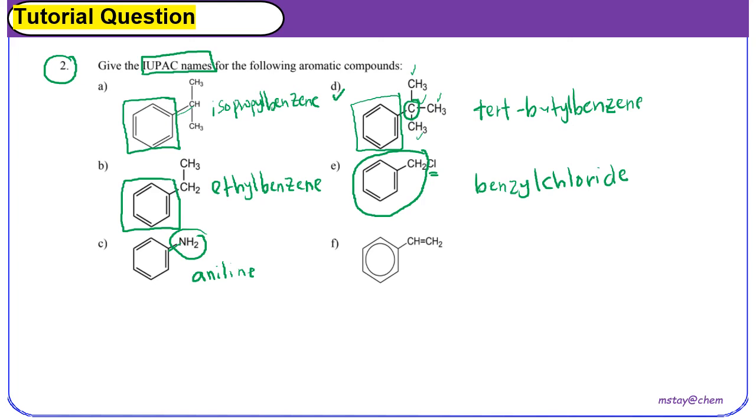Next one, the carbon-carbon double bond is the parent, so it's ethene. And then the benzene ring as the substituent, which will be known as phenylethene.